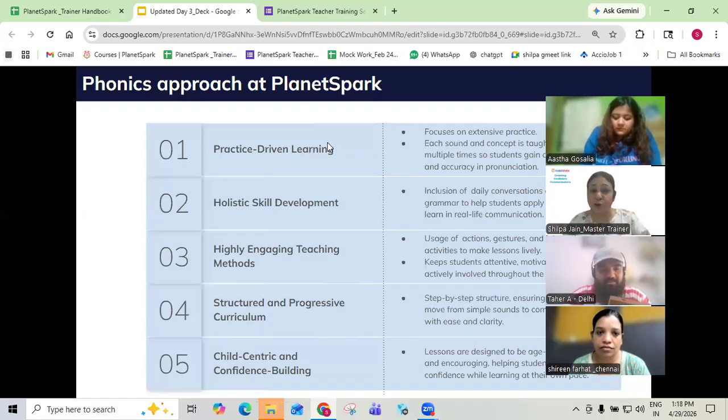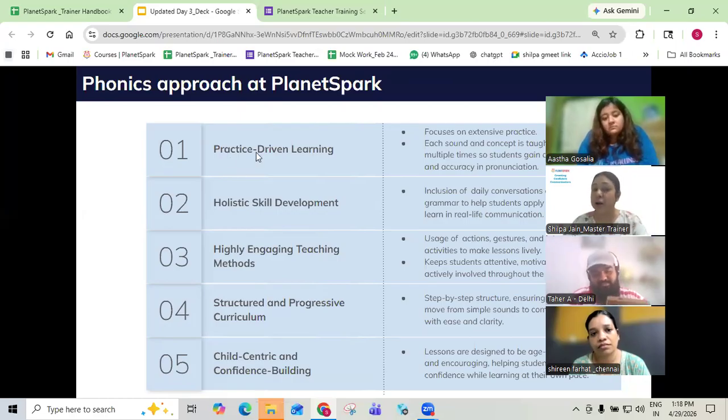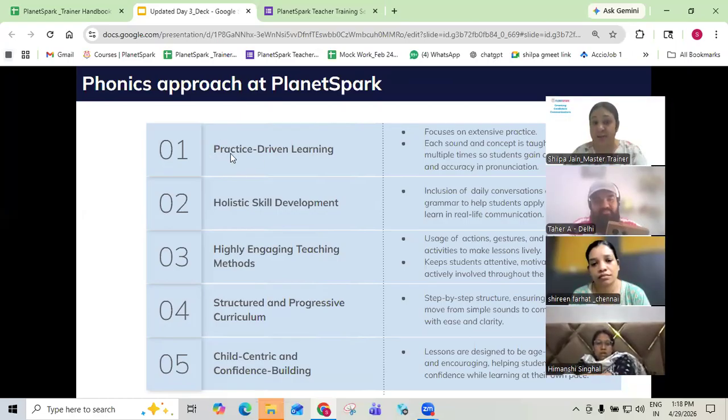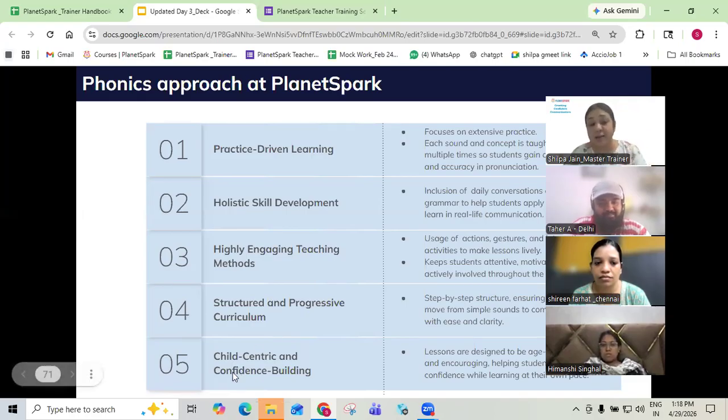And what is our approach? Practice-driven learning. Again, that LPP program comes into the picture. Before going on to a new sound or a new concept, a lot of practice is given to our learners. Holistic development, highly engaging methods: you all must have seen by now that the Planet Spark PPTs are designed in such a way that they are really very engaging for the learners. Structured and progressive curriculum: very structured, very organized, very systematic. Last, child-centric and confidence building.